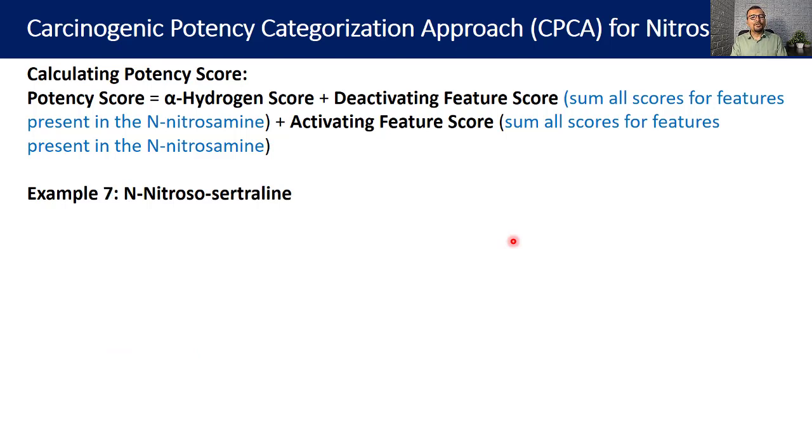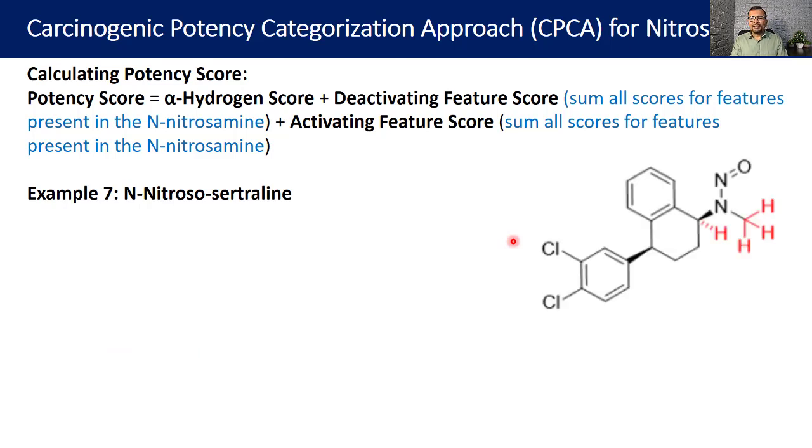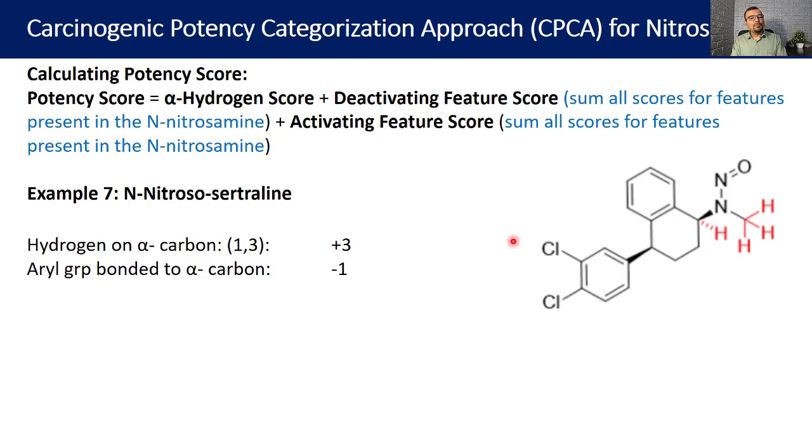Then sertraline, sorry. This is the compound where you have the hydrogen present on the alpha carbon. So the alpha hydrogen score is plus 3. An aryl group bonded to the alpha carbon is going to make the compound a little more potent. And the minus 1 is the score.